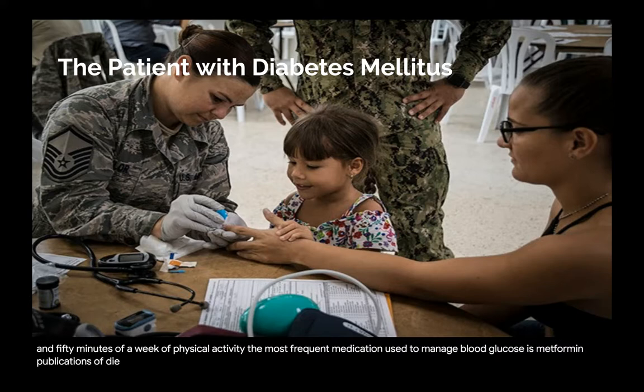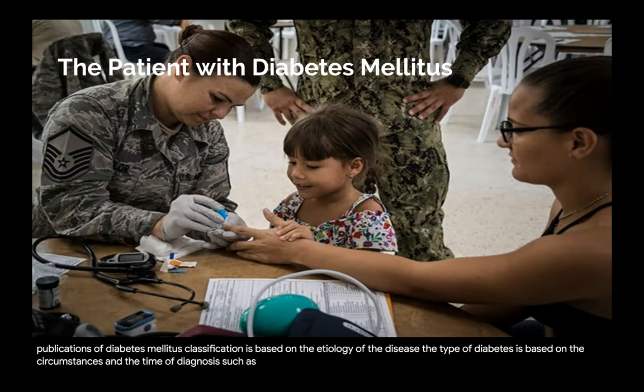Classifications of diabetes mellitus. Classification is based on the etiology of the disease. The type of diabetes is based on the circumstances and the time of diagnosis, such as gestational diabetes during pregnancy. Type 1 diabetes mellitus, the description. It accounts for 5 to 10% of those with diabetes.